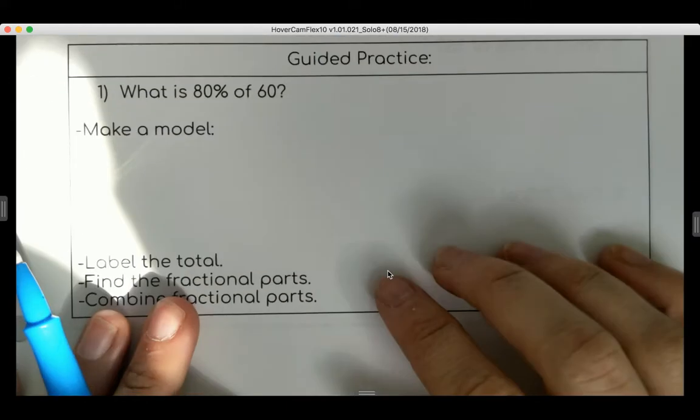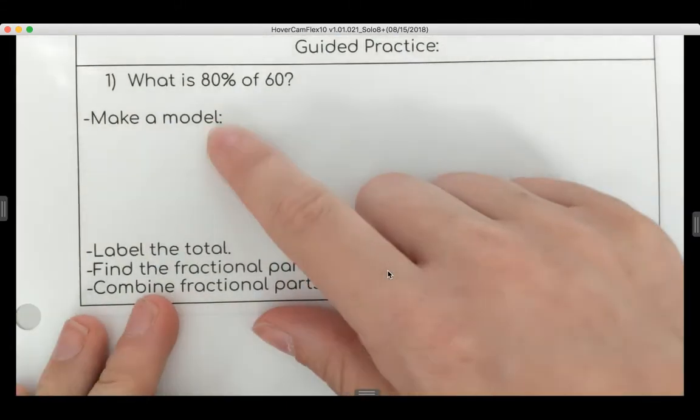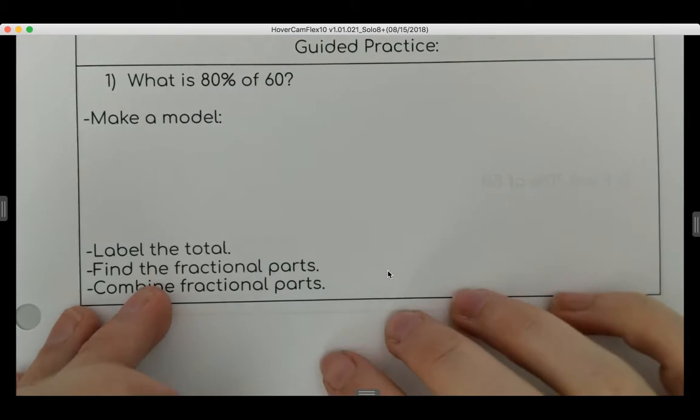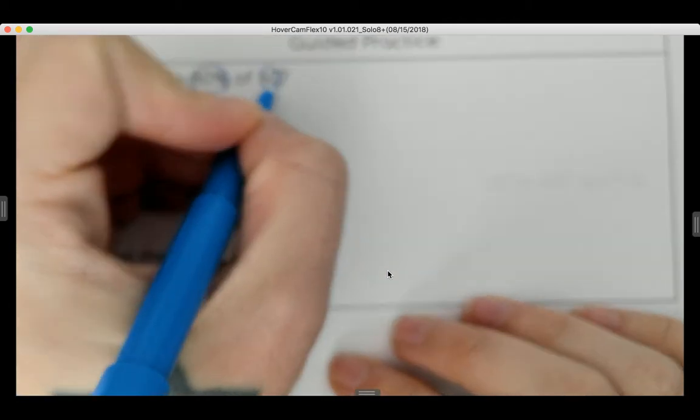Alright, you guys, you know how this goes. I've got 5 minutes, so Miss Press has 5 minutes to model this problem. Don't forget your steps right here. So it says, what is 80% of 60?